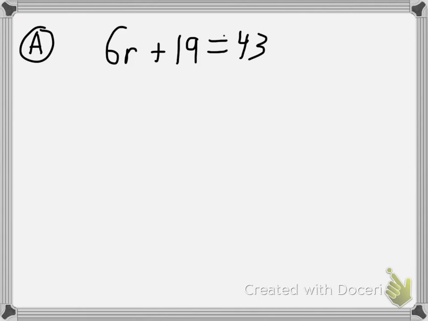My first example is 6r plus 19 equals 43. In order to solve this, the first thing I need to do is undo addition or subtraction. I can see that in this problem, it's plus 19. So I need to undo my plus 19 first. To undo addition, I'm going to subtract by 19. My whole goal is to get that r by itself. So when I subtract by 19, those end up canceling.